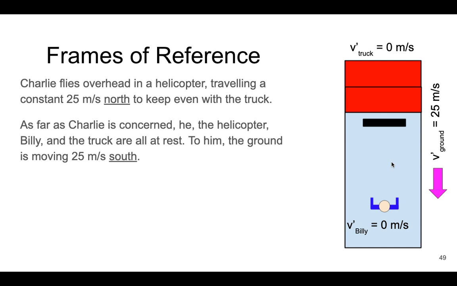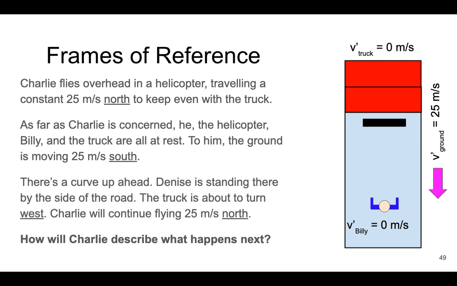So as far as Charlie is concerned, he is at rest. The helicopter is at rest, and so is Billy, and so is the truck. And it's the ground that's rushing by at 25 meters per second, and the ground is going south in Charlie's frame of reference. Again, sounds a little bit weird, but that's what we say. If you're in a car, you say the trees are rushing by. They're not. If you're in a helicopter, I've never ridden in a helicopter, maybe some of you have, but if you're in a helicopter that's flying, you feel like you're at rest, and you feel like it's the ground that's rushing by.